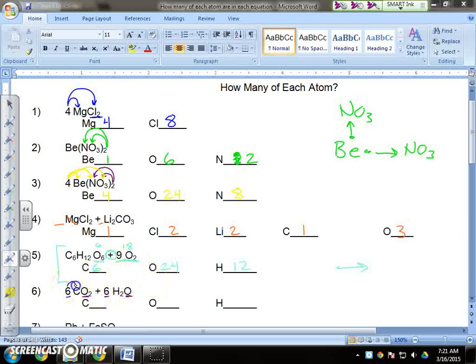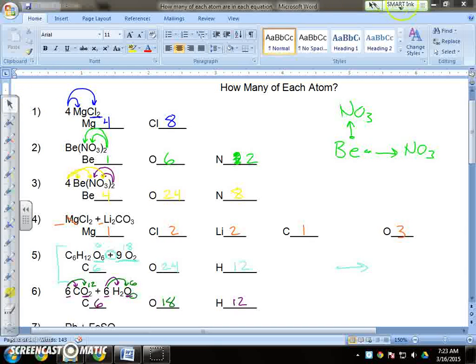I have 6 times C, or 6 times 1 gives me 6 carbons. I'll worry about the oxygens later because those are going to be the most complex. I have 6 times H2, which gives me 12 hydrogens. So from here, all I've got to do is figure out how many oxygens. 6 times 2 gives me 12 there. And then 6 times 1, because there's no subscript here, 6 times 1 gives me 6. So 12 plus 6 gives me 18 oxygens.